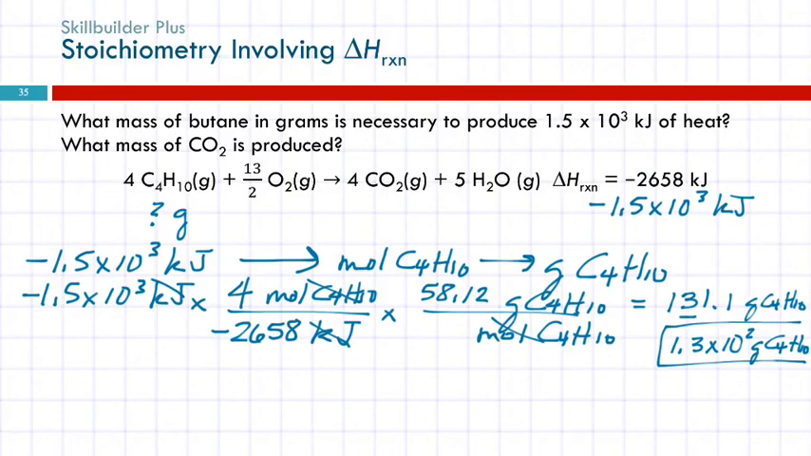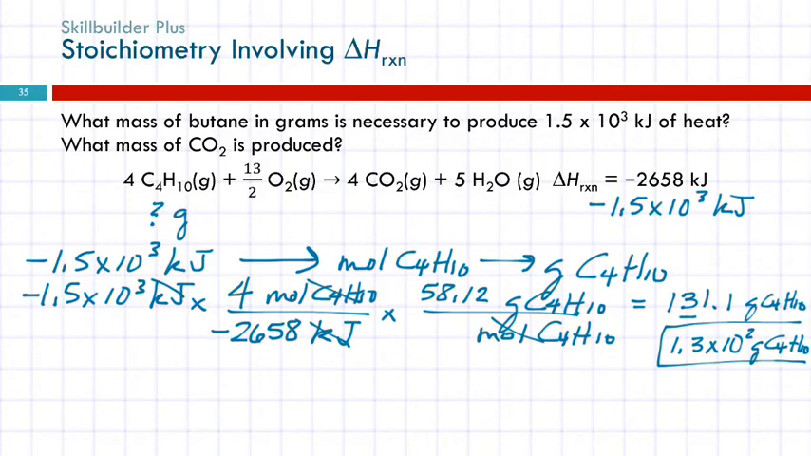Are we done with this problem? No, we're not. There's another question. What mass of CO2 is produced? So we could do this 2 different ways. We know the mass of butane that was used. We could go from grams of butane to grams of CO2, but that's going to involve 3 conversion factors. Or we can just start again with the quantity of heat and go to mass of CO2. So that's what I'm going to do.